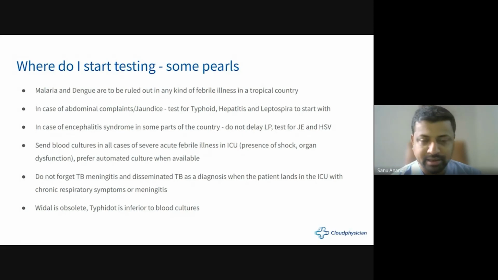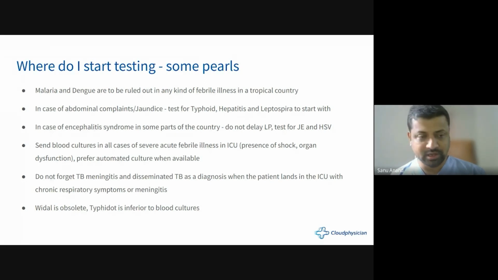Now, malaria and dengue: it doesn't matter what the history is. It doesn't matter if the patient does not have chills, doesn't matter if he does not have a quotidian kind of fever distribution, doesn't matter if he does not have thrombocytopenia, doesn't matter if he was diagnosed with dengue and discharged recently. Test for malaria and dengue. It's rapid, it's inexpensive, it's available everywhere in the country. Test for it in every case of fever which comes to your ICU. And in case of patients having abdominal complaints or jaundice, test for typhoid, hepatitis, and leptospira to start with.